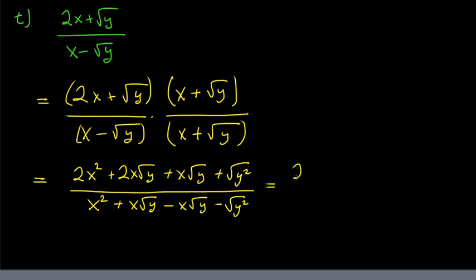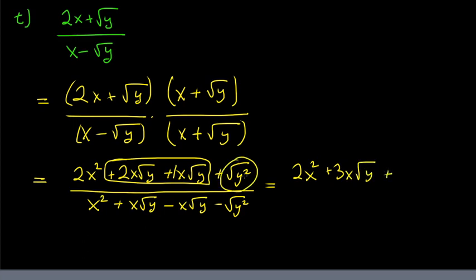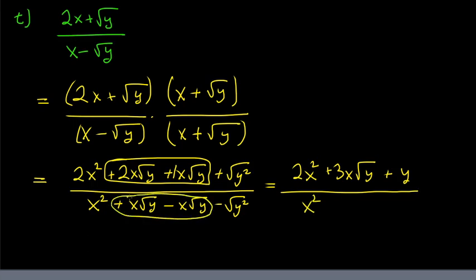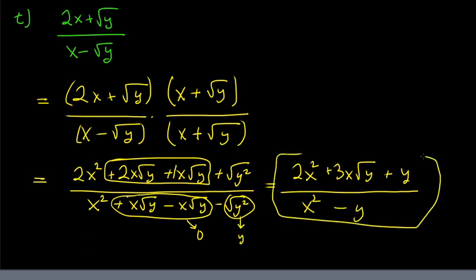So let's see, 2x squared is fine. These add up, right? You have 2x square root of y plus 1x square root of y is 3x square root of y. And then the square root of y squared is just y. In the denominator, we have x squared, and then x square root of y minus x square root of y is just 0, and then this square root of y squared is just y. So x squared minus y. And that's it.